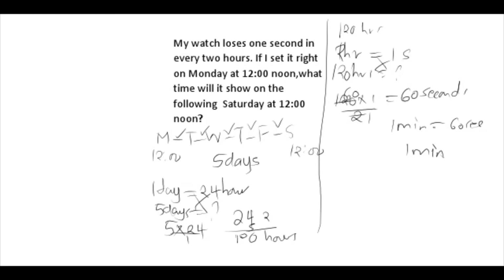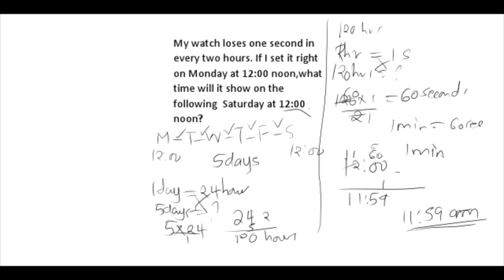So if the question was what time will it show on the following Saturday at 12 noon? Since 1 minute was lost, we are going to subtract. So 12:00 minus 1 minute. From here we borrow 1 hour, so we remain with 11. This becomes 60, so we have 60 minus 1, which is 59. So the watch will be showing us 11:59 a.m. on Saturday at 12 noon.